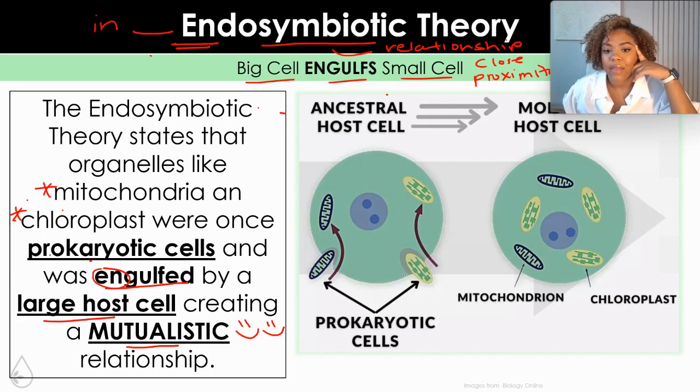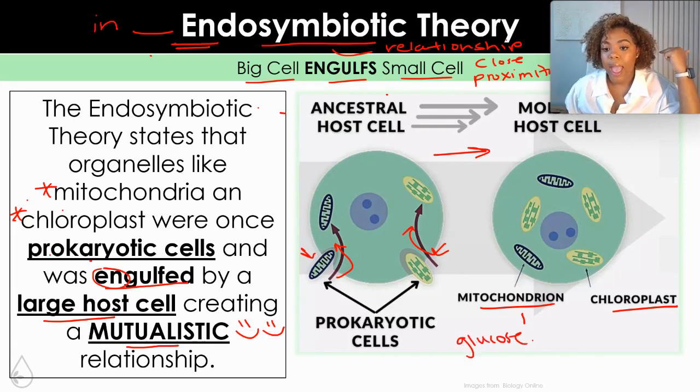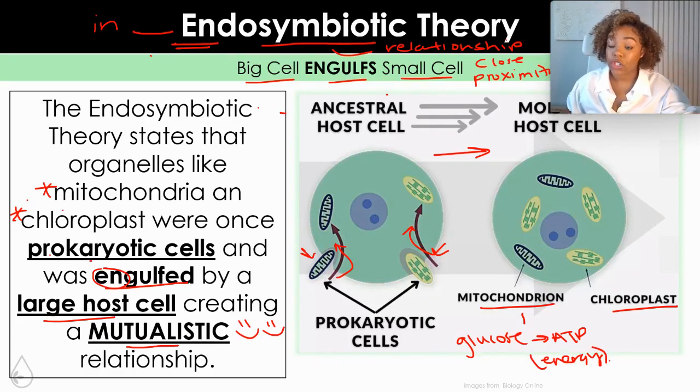So here we have these prokaryotic cells, right? We see this one and this one. And we notice that they're taking inside, they're being engulfed. And over time, what they end up turning into is what we know as the mitochondria and the chloroplast. So what do I know about the mitochondria? I know that the mitochondria take glucose, right, a food source, and turn it into ATP, which is energy.